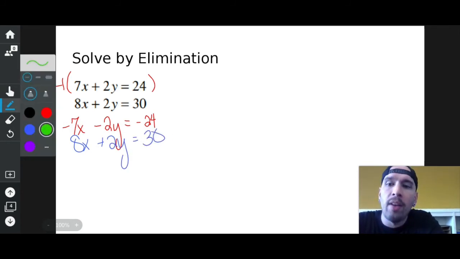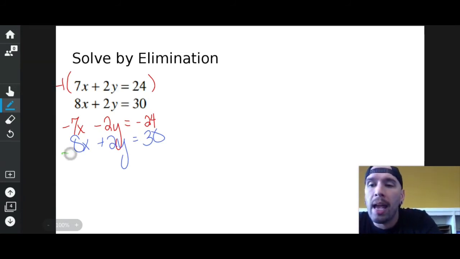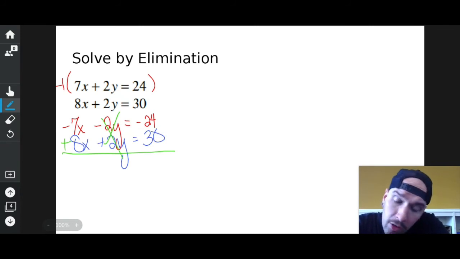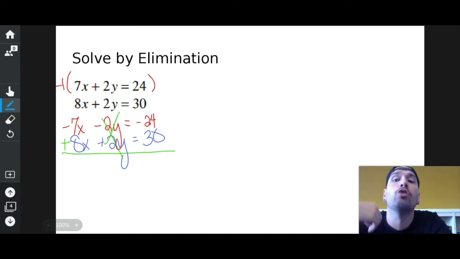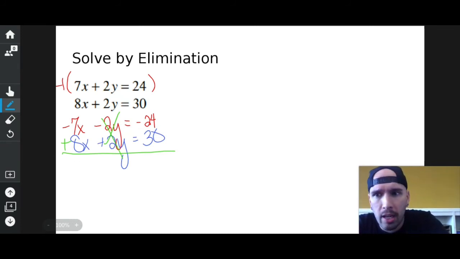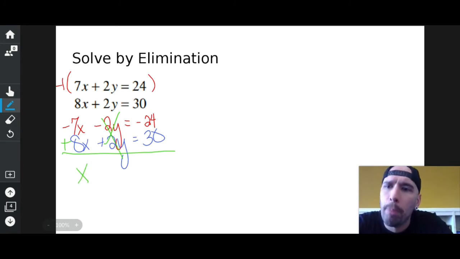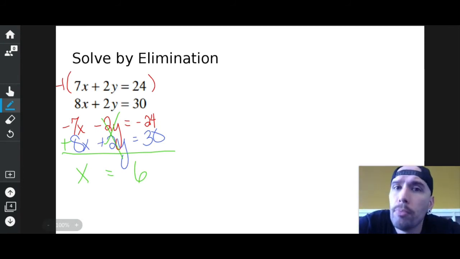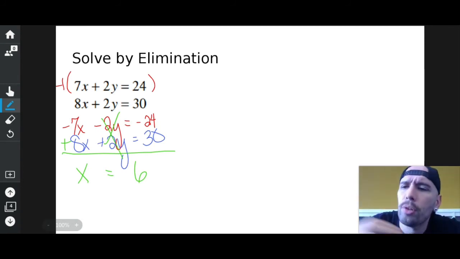I now have a negative 2y and a positive 2y, which means when I add these two lines together, the y's are going to cancel out. And this is great. Negative 7x plus 8x is 1x, or just x. It's almost as if I did that on purpose. Nah. So right away I have x equals 6. Isn't that nice? Sure is.